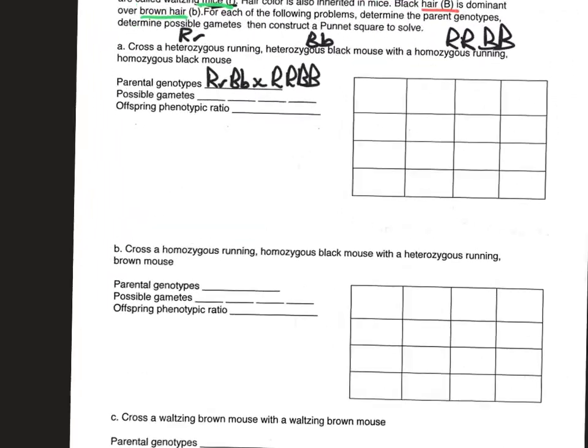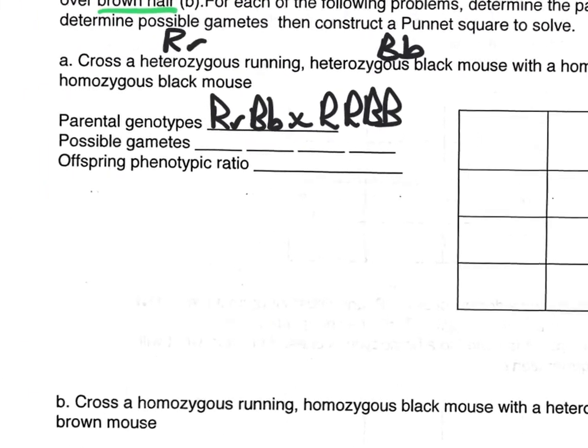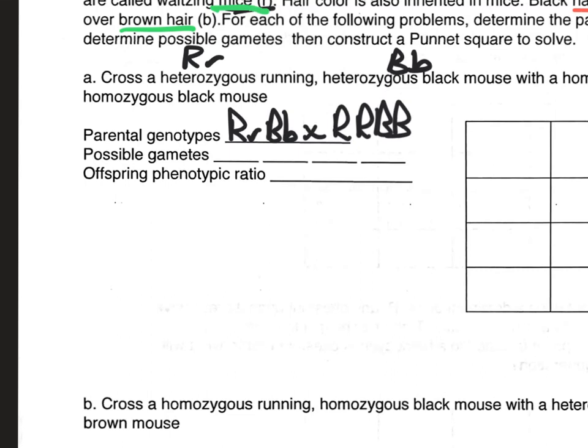Possible gametes, well, it depends on which parent, right? So I'm going to move it over here so it's neater. This parent number one, I don't know if it's male or female, can make, do your FOIL if you need to, big R, big B, big R, little b, little r, big B, little r, little b. Those are the four that this parent can make. And then this parent here can only make one, right? Big R, big B, that's it.